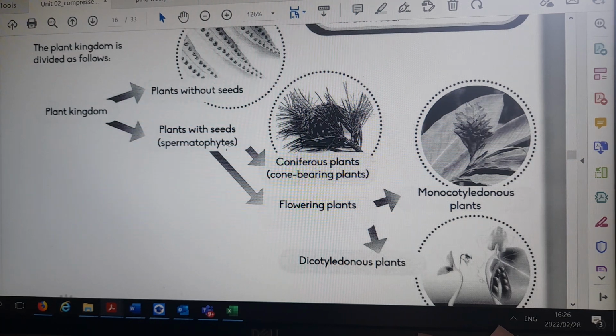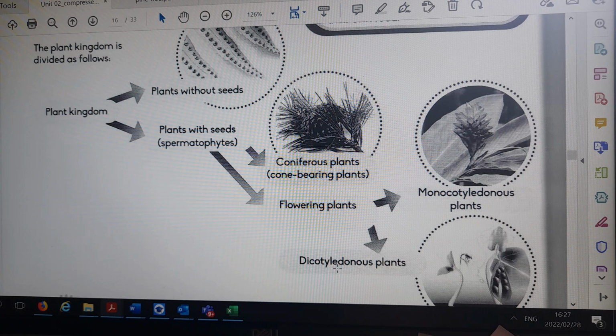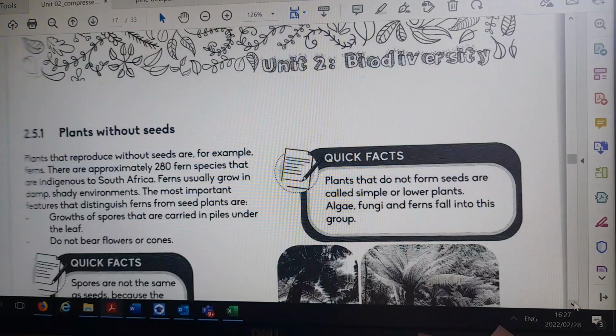Plants with seeds are classified into two types: we've got coniferous plants and we've got flowering plants. The flowering plants are still divided into two: monocotyledonous plants and dicotyledonous plants. Today we are going to focus on the first, and if time permits, we are going to look at the two types of flowering plant. We will start with the coniferous plants, which are cone-bearing plants. Those are plants with seeds.